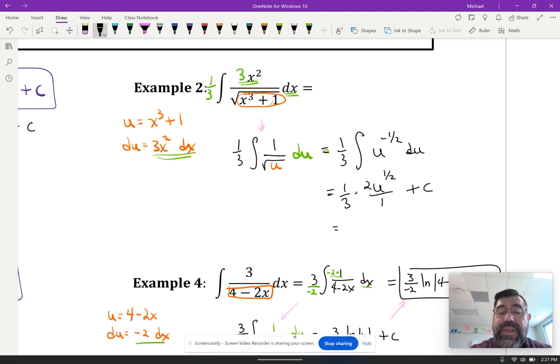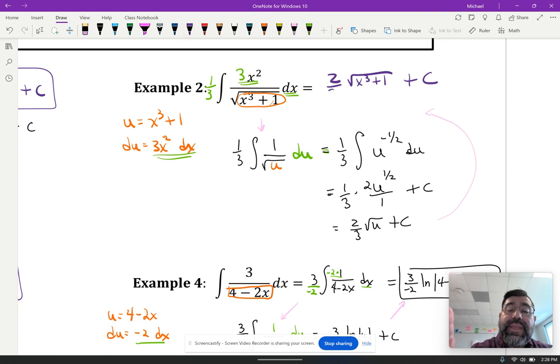And if I put this together, that'll be 2/3 u to the 1/2. But remember, u to the 1/2 is just the square root of u. Which means my true answer in the world of x's is, let me do that in purple, 2/3 square root of whatever u was equal to. u was equal to this, plus c. And that is the antiderivative of this complicated looking thing. We're able to do it.